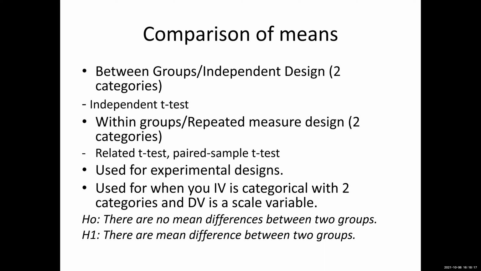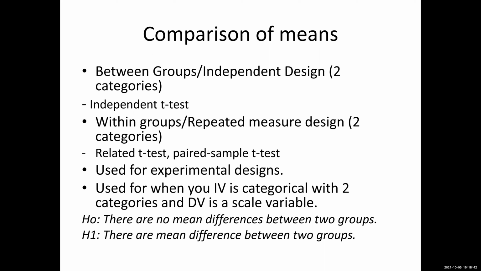We would see whether these means are statistically significantly different from each other or not. For that purpose, we run a t-test, which gives us a t-statistic and a corresponding p-value. And if the p-value is less than 0.05, we would say that there are mean differences between two groups.